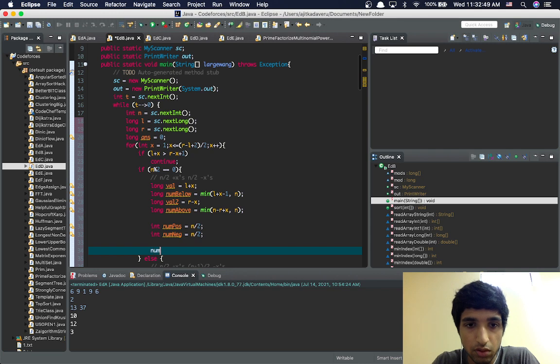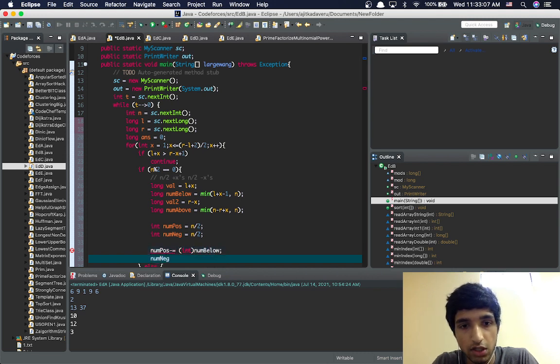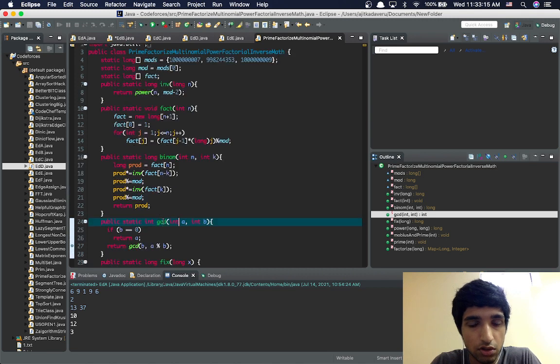So here we do num pos minus equals. Wait, why are these? These should be num pos minus equals int of num below. Num neg minus equals int of num above. We need the choosing thing.